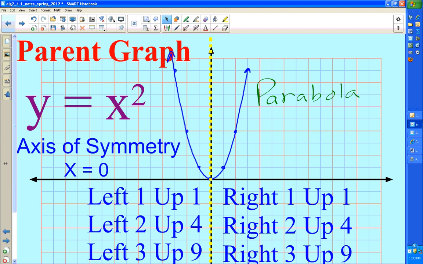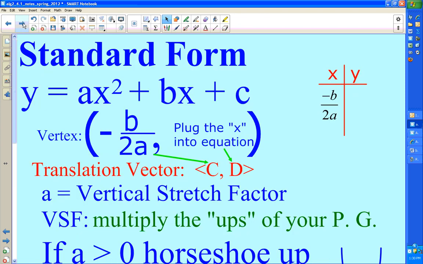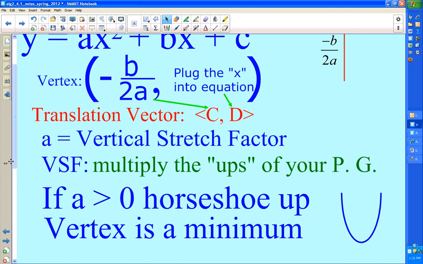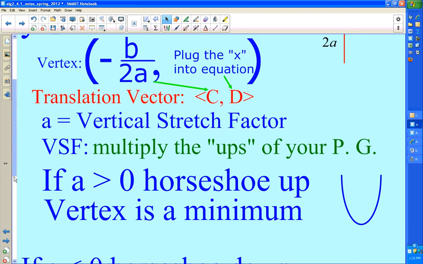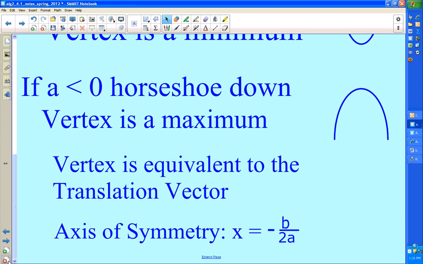How do you write the equation of the axis of symmetry? X equals something. The what? The x-coordinate of the vertex. Whatever your x-coordinate of the vertex is, the opposite of b over 2a, you automatically know the axis of symmetry. So when you have standard form, opposite of b over 2a not only gives you the x-coordinate of the vertex, but it also tells you the equation of the axis of symmetry will be x equals opposite of b over 2a. Has to be written x equals.